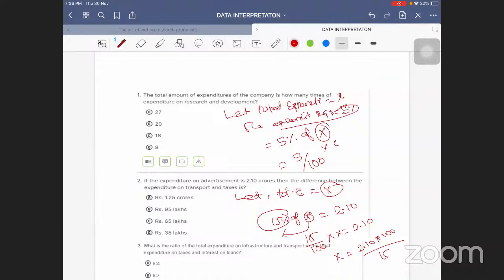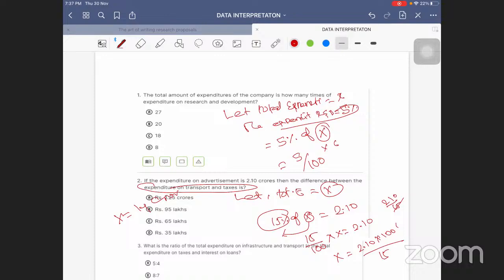2.1 into 100 divided by 15, we cancel, and it comes to around 14. So X is 14 crores, but they are asking for the difference between expenditure on transport and taxes.